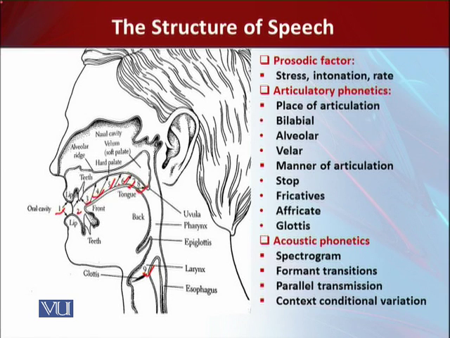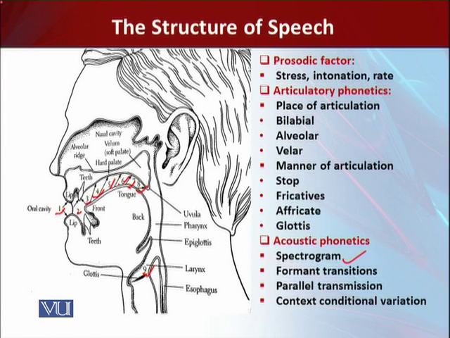Then you have acoustic phonetics, which is the subfield of phonetics and deals with the acoustic aspect of speech sounds. Under this, you have spectrogram. What we mean by spectrogram is that it is a visual representation of the spectrum of frequencies of sound or other signals as they vary with time. Spectrograms are sometimes called sonographs, voice prints, or voice grams.